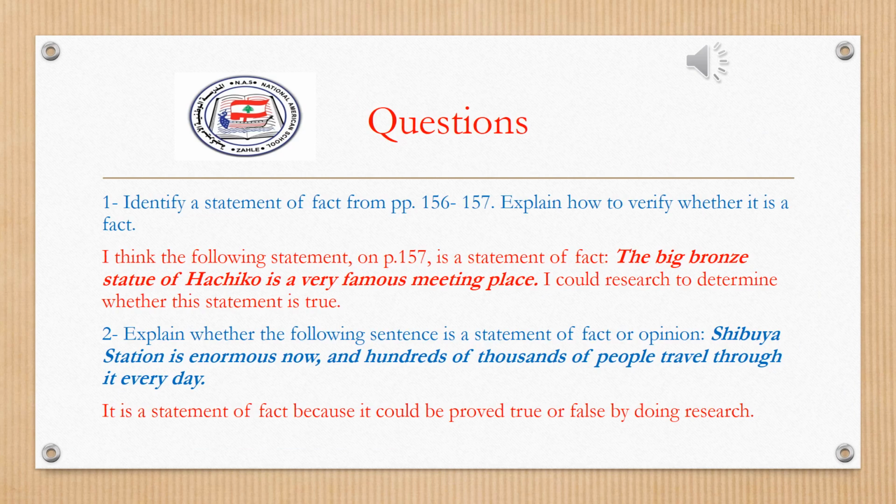I will ask you a few questions related to pages 156, 157, and we will try to find their answers. 1. Identify a statement of fact from pages 156, 157. Explain how to verify whether it is a fact. I think the following statement on page 157 is a statement of fact. The big bronze statue of Hachiko is a very famous meeting place. How do I know that this is a statement of fact? I could research to determine whether this statement is true.